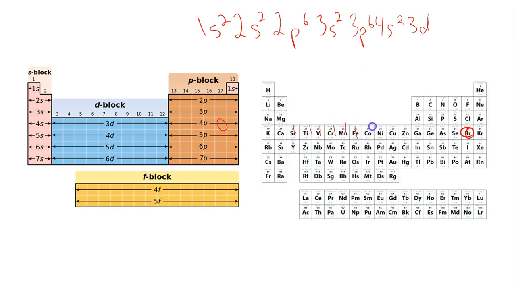If we count them, there's 1, 2, 3, 4, 5, 6, 7, 8, 9, 10. And then it goes back right here to 4p. 4p, and it's 1, 2, 3, 4, 5 over. If we draw the orbitals, S is 1, P's are 3, S is 1, P's are 3, S is 1, D is 5, 2, 3, 4, 5, and then P is 3.